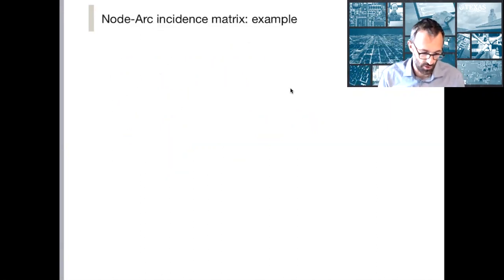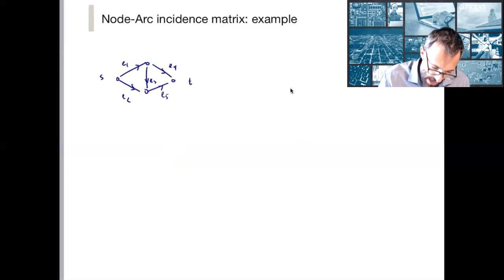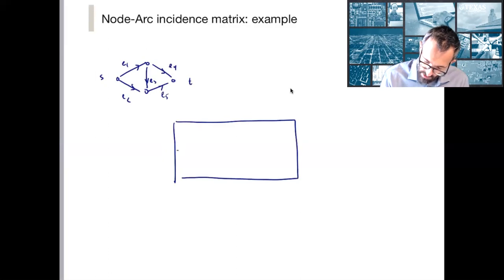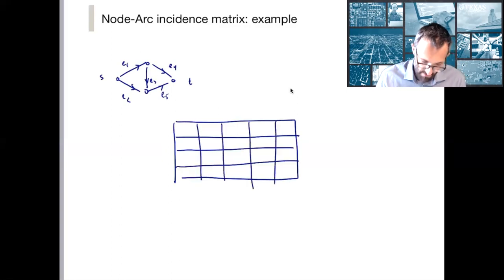So just a simple example here, maybe for an even simpler graph than what I just drew. So here's E1, E2, E3. I'm drawing the directionalities. E4, E5. This is T. This is S. Then there are 1, 2, 3, 4 nodes. So that means that my matrix is going to have 4 rows and 5 columns, because there are 5 edges. 1, 2, 3, 4, 5. And you can just go through and fill this out.